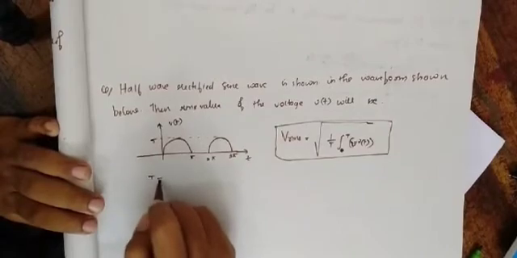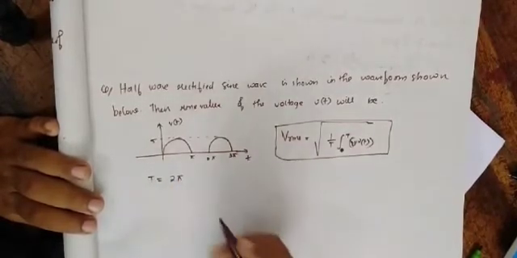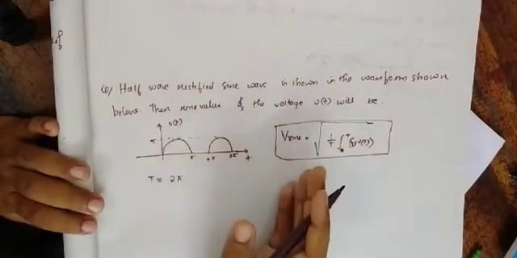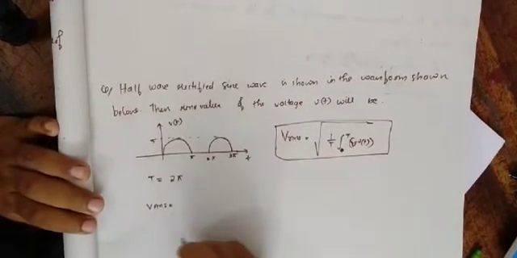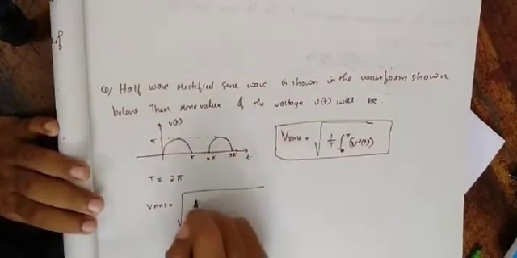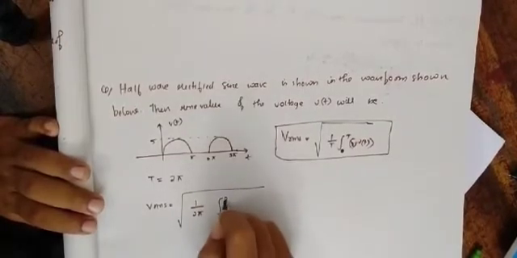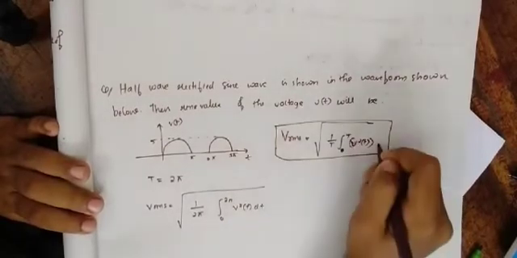So our time period here is, it is repeating itself after 2 pi, right? So time period here is 2 pi and it is a sine wave. It is already given that it is a sine wave. So I am going to write the RMS equation. VRMS is equal to root 1 divided by 2 pi integral 0 to 2 pi v square t dt.